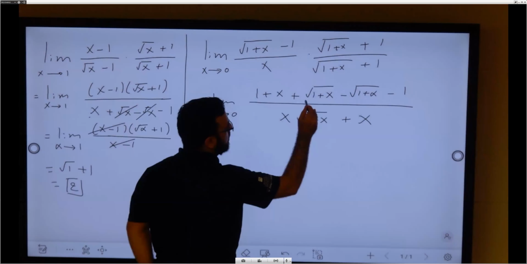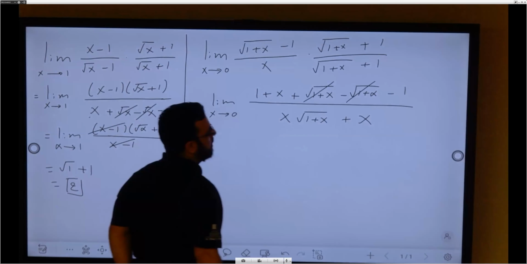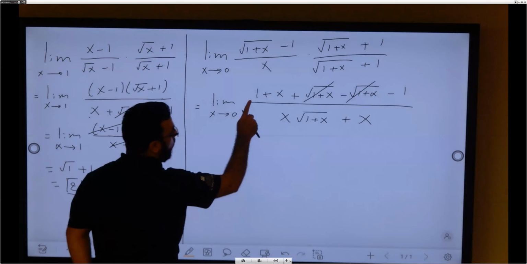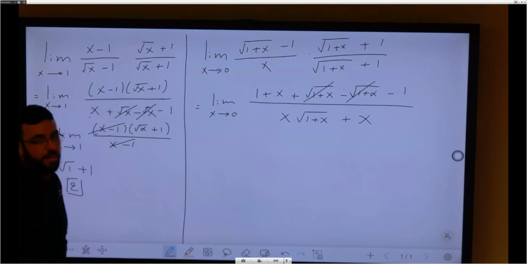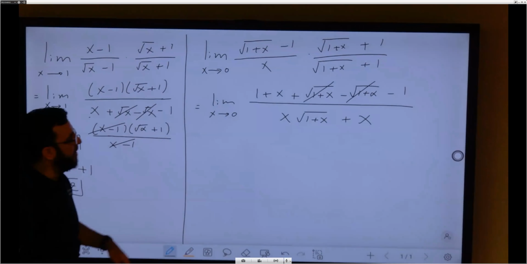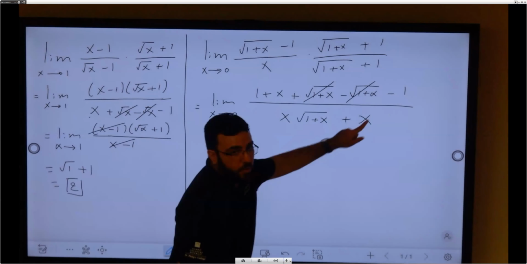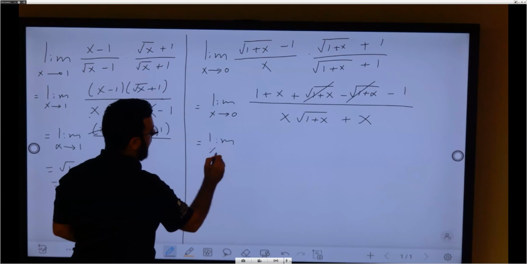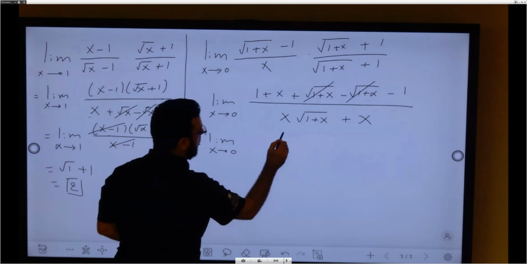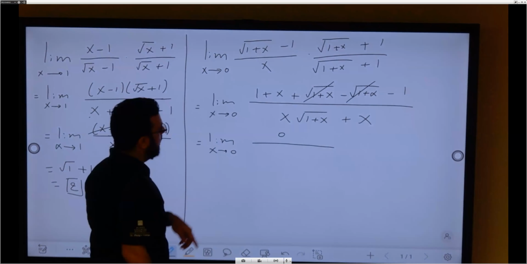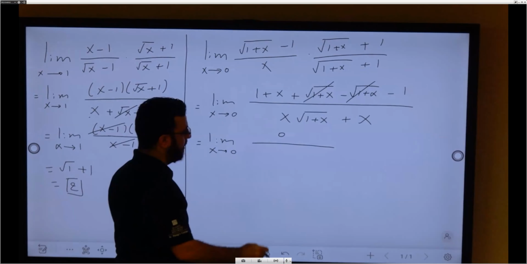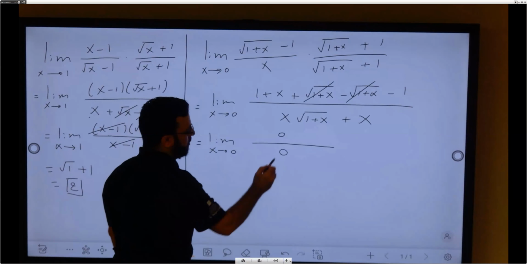This cancels with this one. There's one positive, one negative. 1 minus 1 is 0. So it's going to be the limit as x approaches 0 of 0 divided by something. Now, if you plug in 0 here and 0 here, it's going to be 0. So what does that mean?